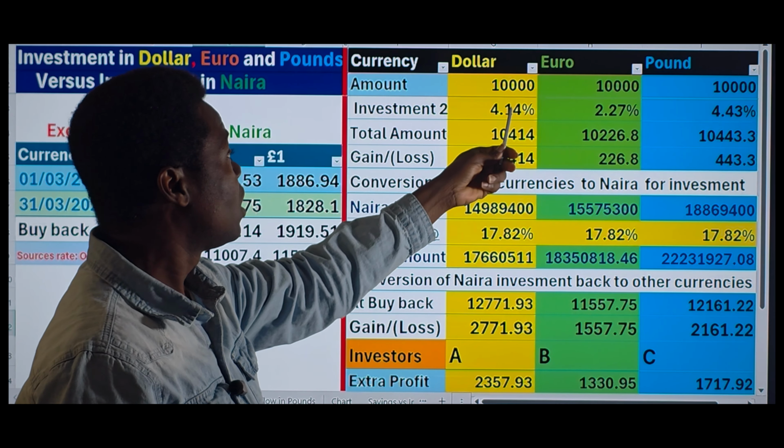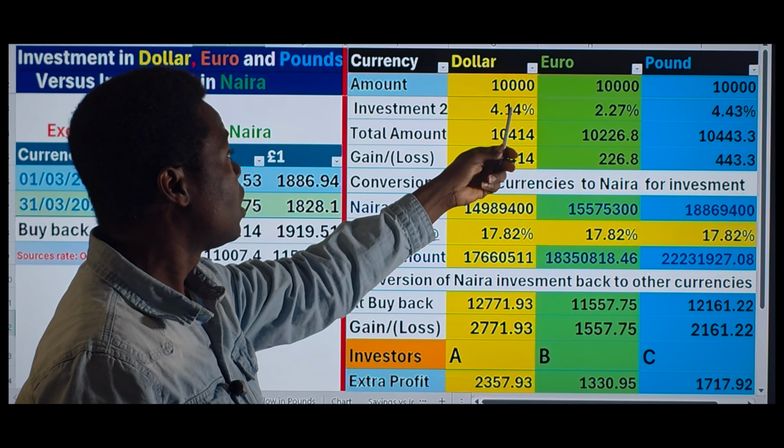By the time investor B subtracts his 10,000 euro from the total amount he realized from that investment, he will arrive at a profit of 226.8 euro. This is what he will gain by investing his 10,000 euro in Italy.